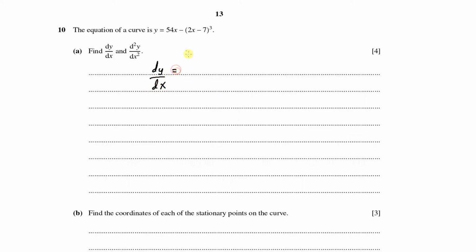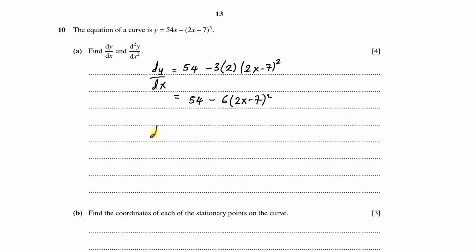So we're saying differentiating 54x, we get 54 minus differentiating 2x minus 7 to the power of 3, we'll bring down the 3, then the derivative of 2x minus 7, which is 2, then we write down 2x minus 7 as it is, and then to the power of 3 minus 1, which is 2. So this can be simplified to 54 minus 6 of 2x minus 7 squared.